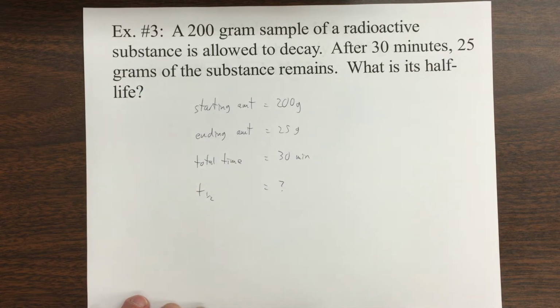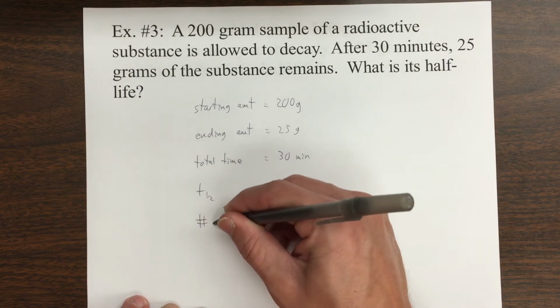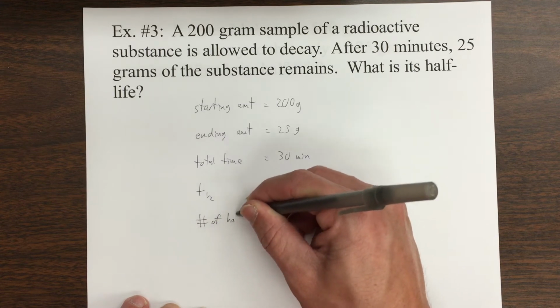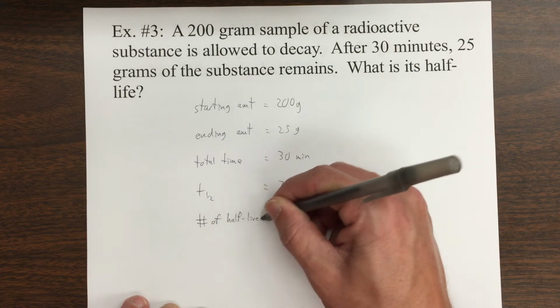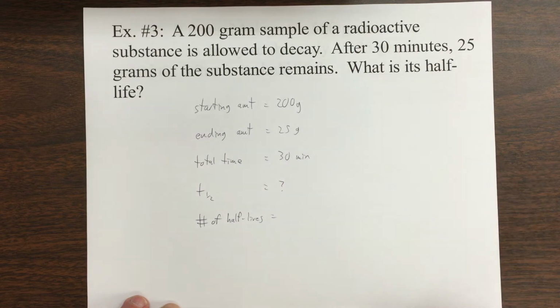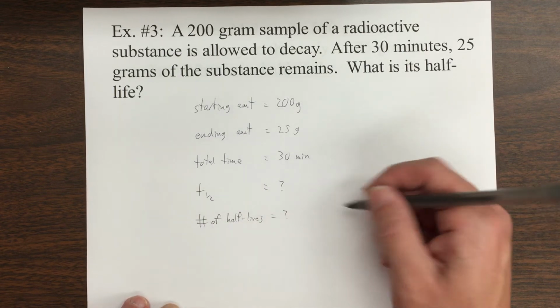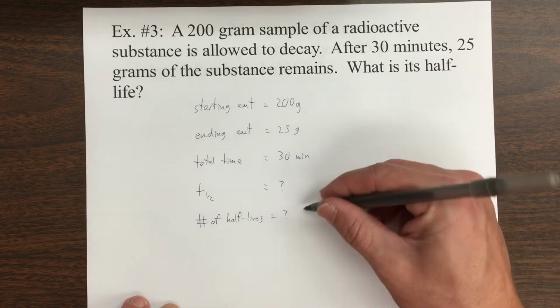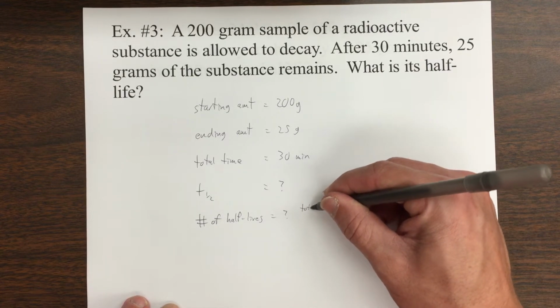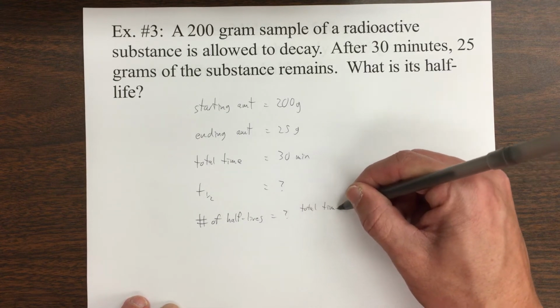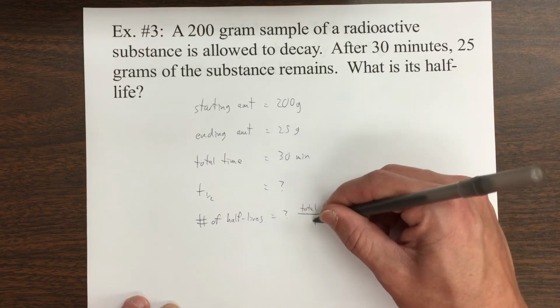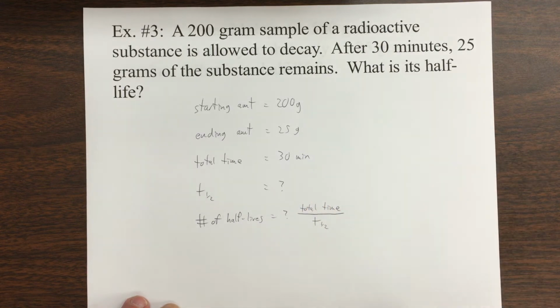Another variable we're going to be concerned about is the number of half-lives. So this is how many times it divides in half. We don't know that yet either. What relates these times is that the number of half-lives equals the total time divided by the time for one half-life. And you'll see how this works in a minute.